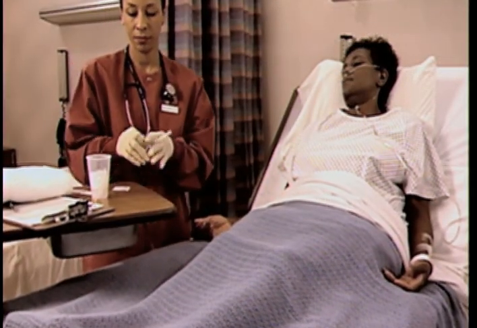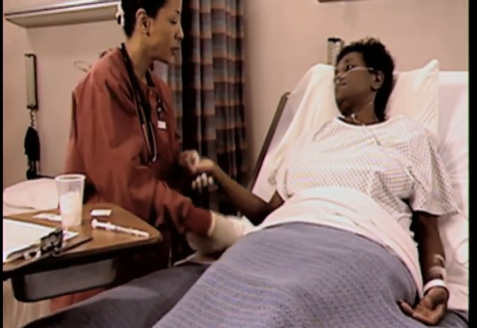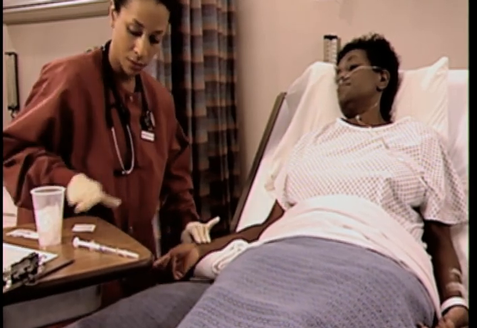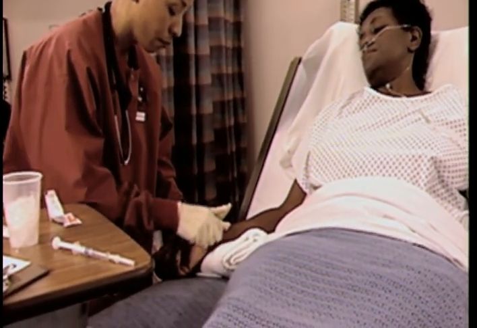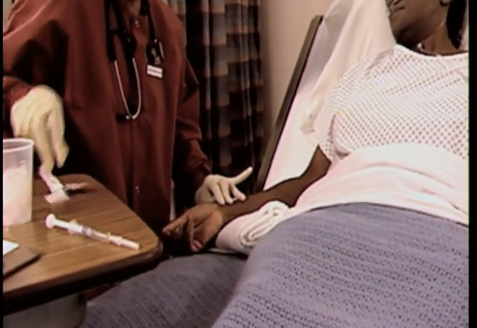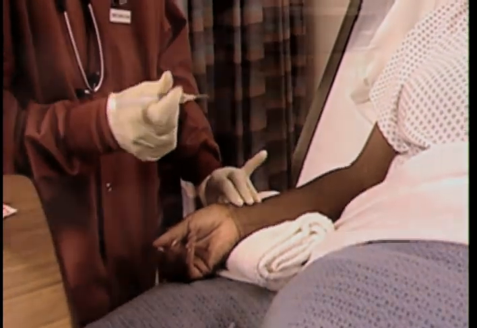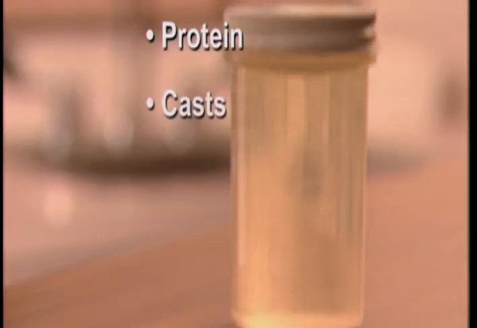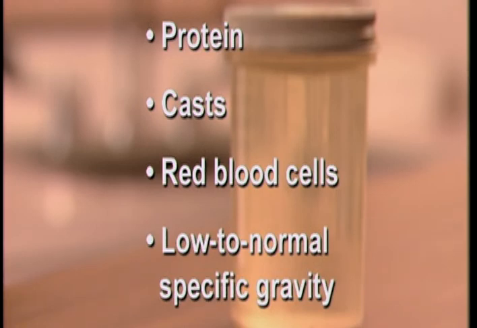If your patient undergoes arterial blood gas analysis, expect to find low blood pH and bicarbonate levels. These abnormal levels are caused by the kidney's inability to secrete hydrogen ions and by insufficient bicarbonate reabsorption and production in the body. In a patient with chronic renal failure, urinalysis may detect protein, casts, red blood cells, and low to normal specific gravity.